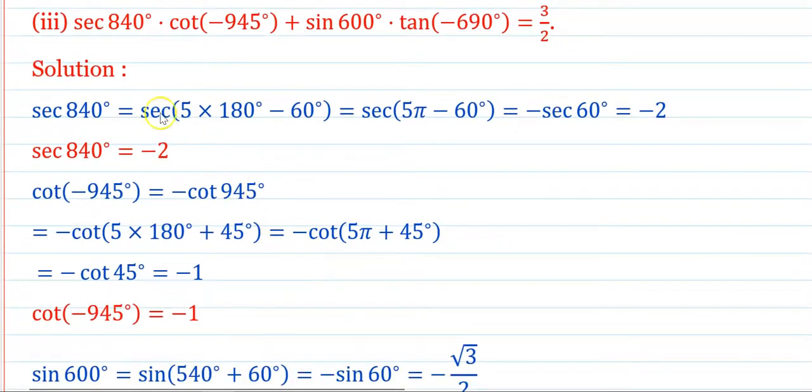Okay. Next, sec of 840 into cot of minus 945 plus sin of 600 into tan of minus 690 and that's equals to 3 by 2. Now we'll find out the values of sec of first. Sec of 840. पुन्हा integral multiple of pi मध्ये express करायचं. And that can be written as, that is a 900. Okay, 900 minus 60 means what? 840. Okay, therefore here I will write here 840 is equals to 900 minus 60.